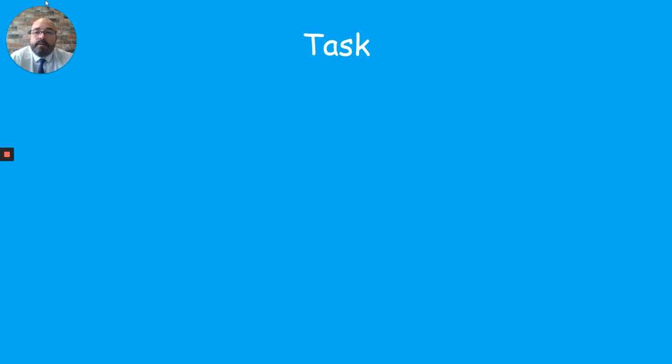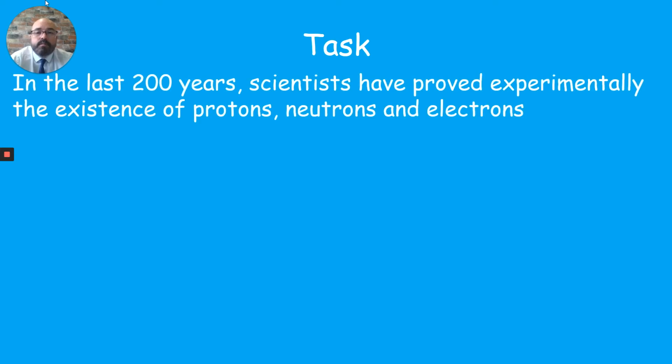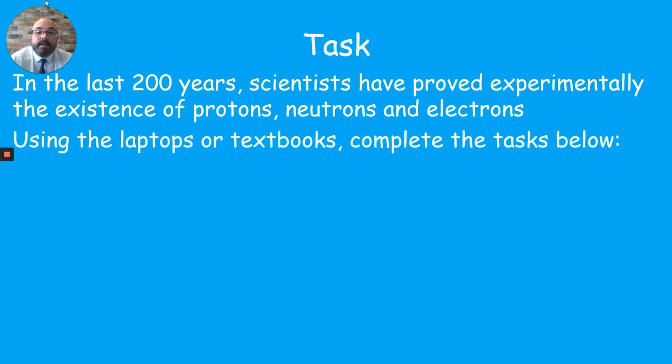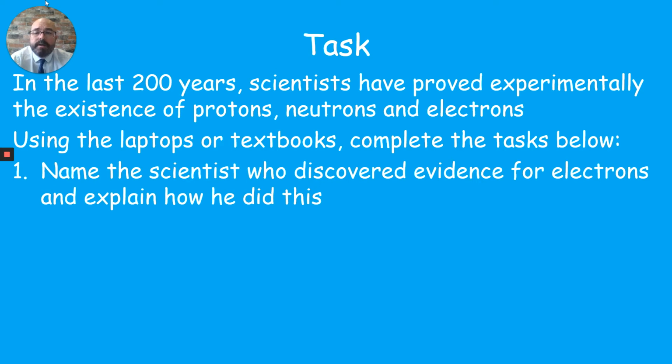Okay, what I'd like you to do: over the last 200 years, scientists have proved experimentally the existence of protons, neutrons and electrons, and have developed this atomic idea. I want you to use whatever you've got at your disposal, whether it's laptop, mobile phone, textbooks, revision guides, and have a go at these 4 tasks. And then we'll go back through them and I'll make sure that you've got everything that you need. So task number 1, I'd like you to name the scientist who discovered evidence for electrons and explain how he was able to do that.